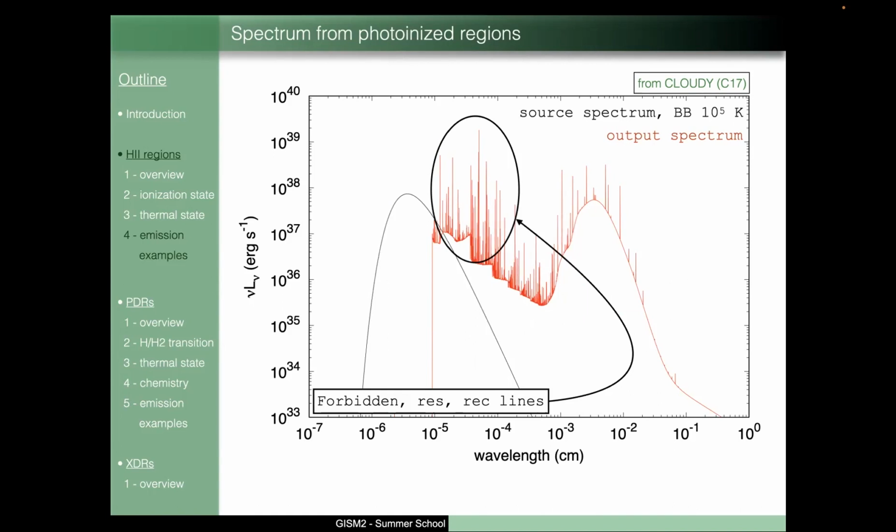The last question that I would like to address in this part is how we can use the predictions of the model to constrain or interpret observations, to get the physical conditions of H II regions out of observed spectra.